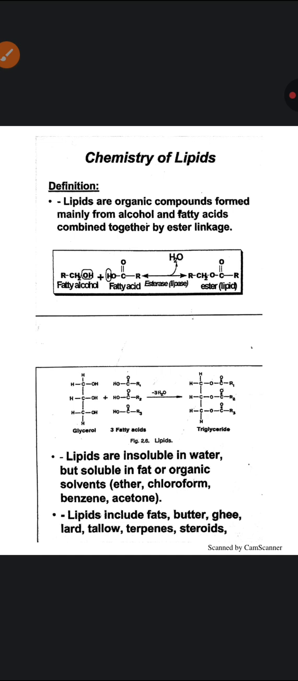And in today's class, we will start with the introduction, definition, function, classification, and chemistry behind the lipid. So as you can see here, this is chemistry of lipid. Despite that there is no introduction here, it's just definition of lipid. But as you can see here, lipids are organic compounds formed mainly from alcohol and fatty acids combined together by ester linkage. So as we say in our course content today, we have to start with introduction.